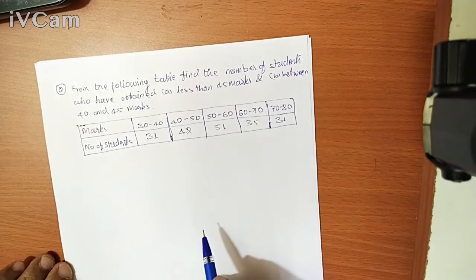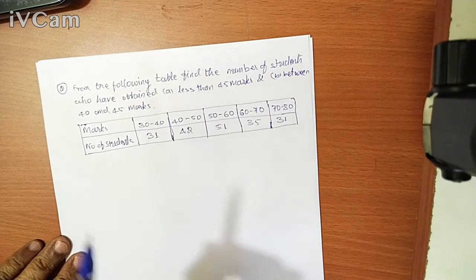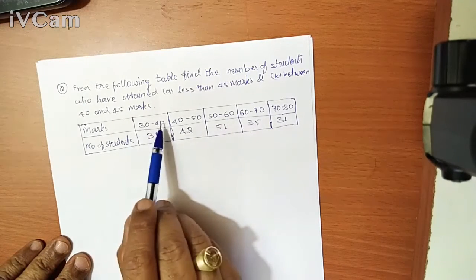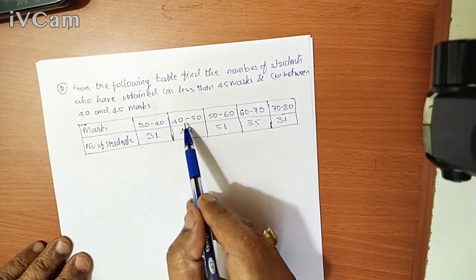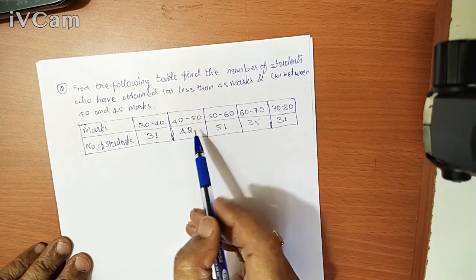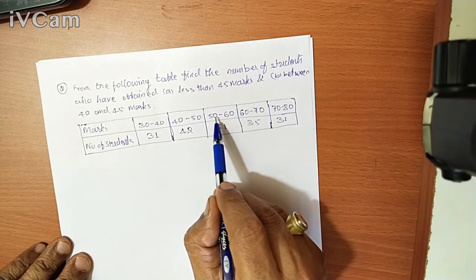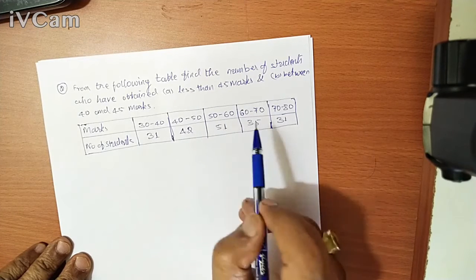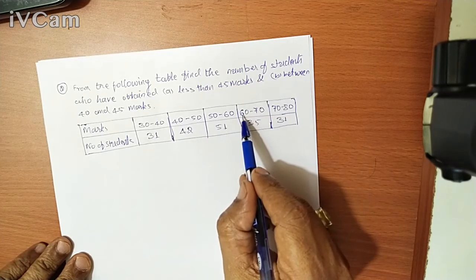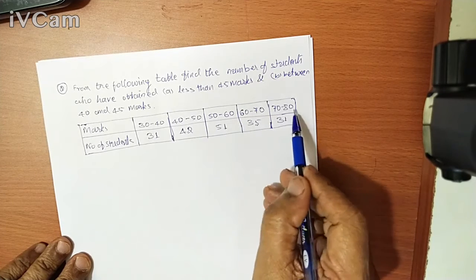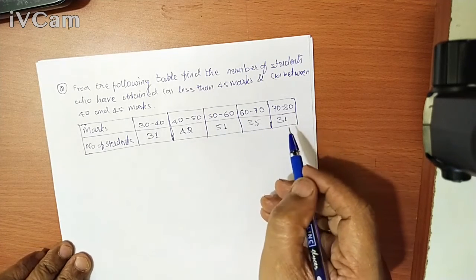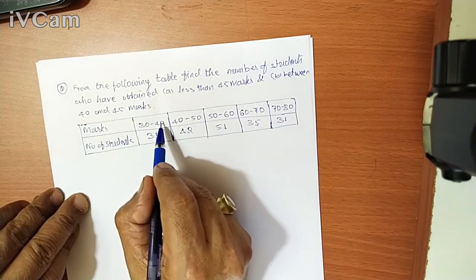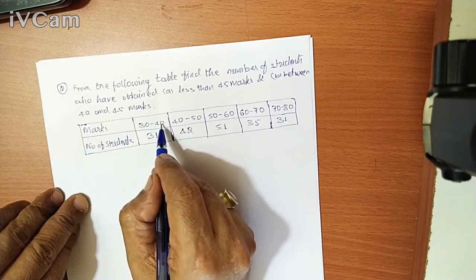So for this, we are going to use, see here, what they have given is the range. In between 30 to 40, 31 students are there. 40 to 50, 42 students are there. The students who scored between 50 and 60, it is 51 students. Then 60 to 70, 35 students. 70 to 80, it is 31 students. Here, it is not given clearly whether 30 to 40 includes 40 also.